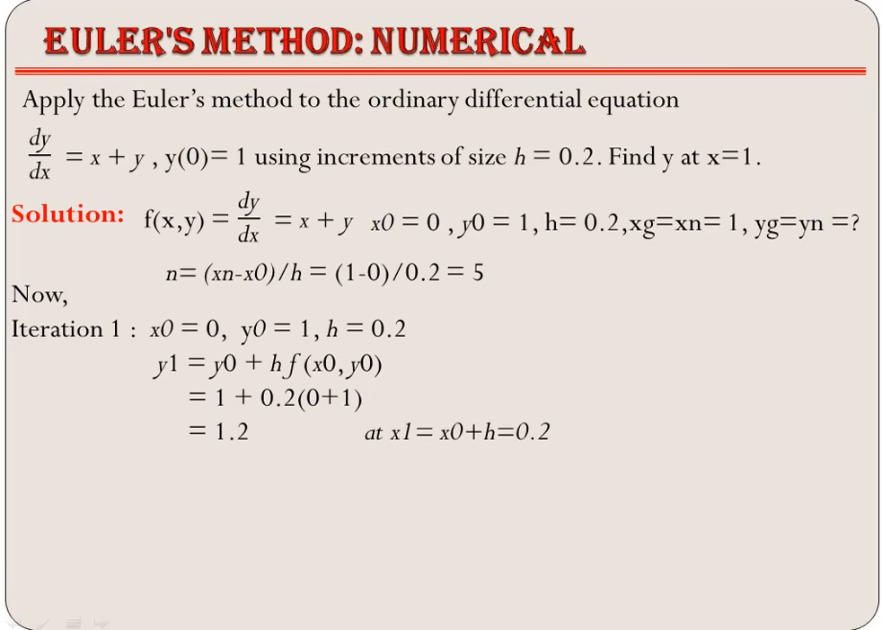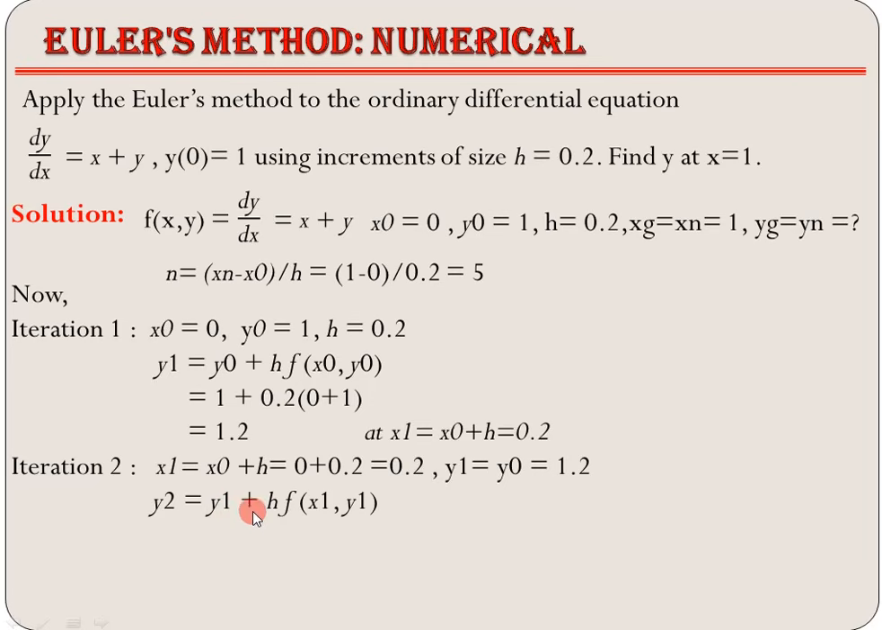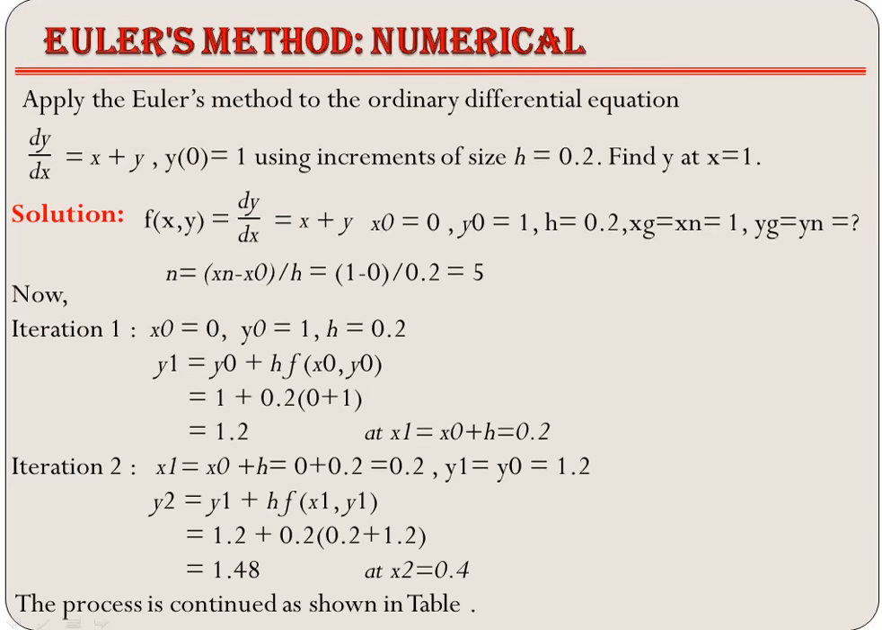which is the value at x1. Similarly, for the second iteration, the x1 value becomes x0 plus h, that is 0.2, and the y1 value becomes the y0 value, that is 1.2. Then we calculate the value of y2 using the formula y1 plus h into function of x1 comma y1. So we put the x1 value and y1 value in the given function. By putting these values, we get the y2 value as 1.48, which is the value at x2 equal to 0.4.